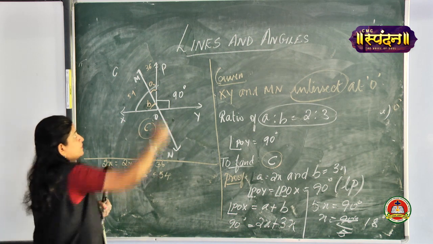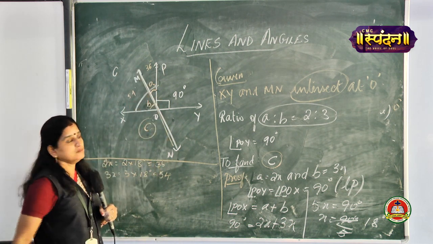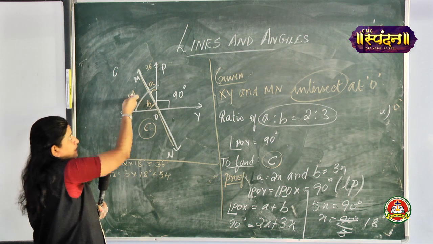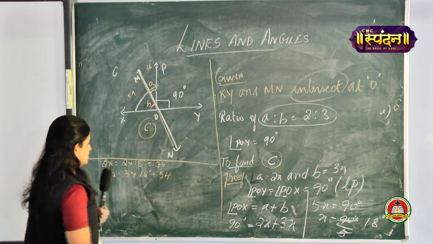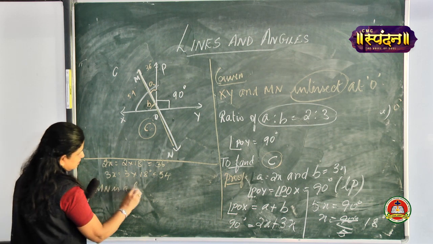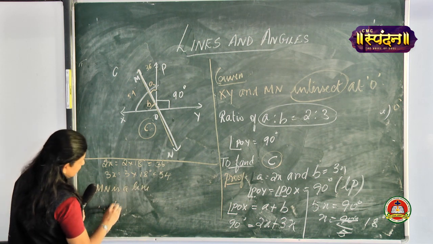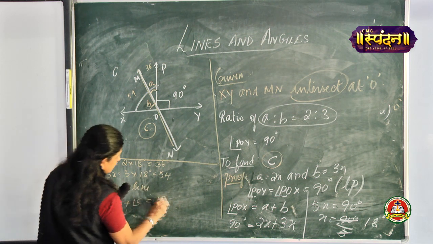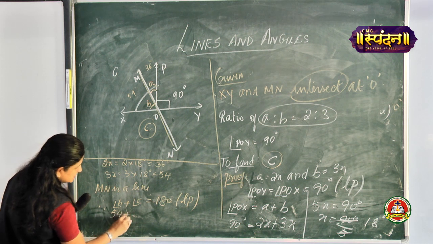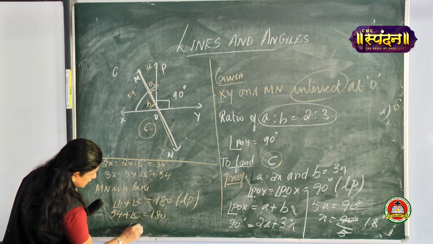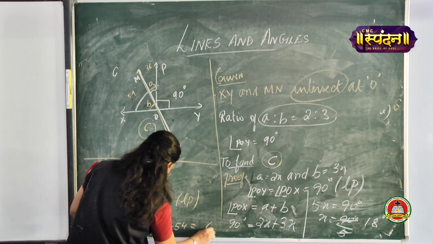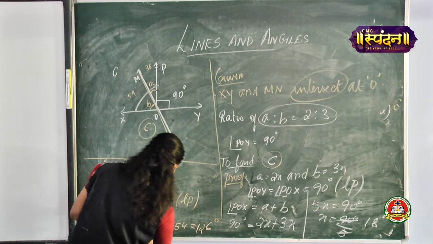How to find angle C? See, here you are able to observe that MN is a line. So the sum of angle C plus 54 will be equal to 180 degree, linear pair. So I can subtract this angle 54 and get the answer. So shall I write that step? MN is a line. Therefore, angle B plus angle C is equal to 180 degree, linear pair. What is angle B? 54 plus angle C is equal to 180 degree, or angle C is equal to 180 minus 54, which is equal to 126 degree.